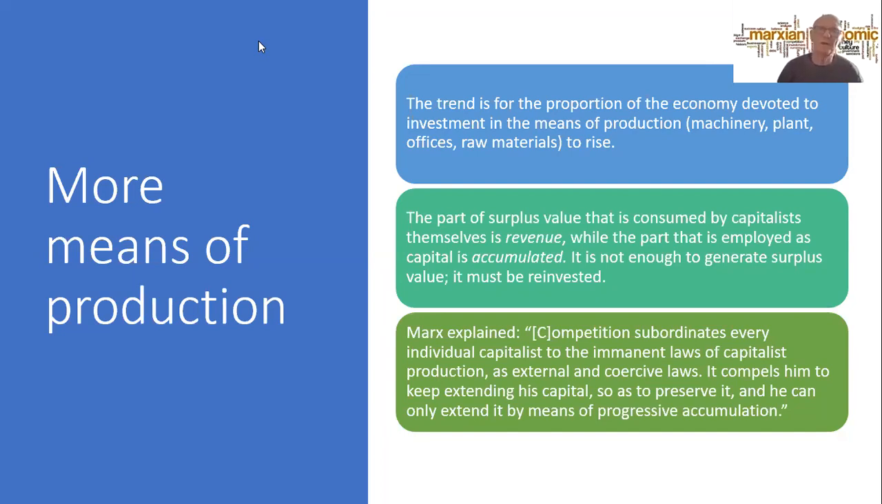As Marx explained, competition subordinates every individual capitalist to the laws of capitalist production as external and coercive forces, and compels them to extend their capital so as to preserve it. You can only extend it by progressive accumulation. So he said, in a way, the capitalists are just as much prisoners of the system as workers are, although they live in luxury conditions for that. They are, if you like, the jailers, but they are still part of the system and have to stay in the system in order to make it work.